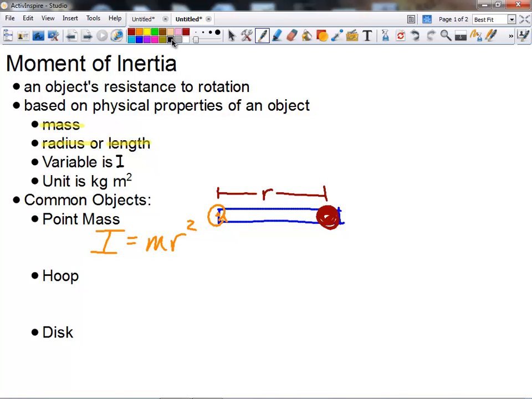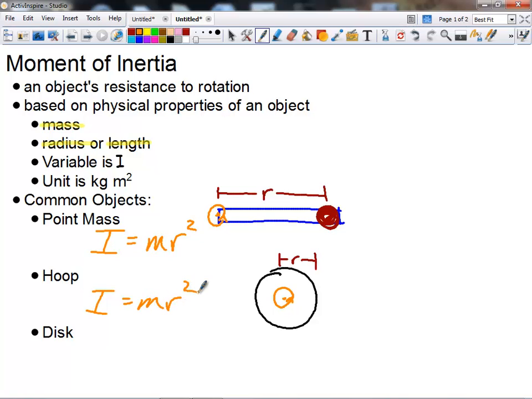We also looked at a hoop that would roll, and for a hoop, all of the mass is located around the outside, again, a distance r from the axis of rotation. Okay, and r in this case is the radius of the hoop. And the axis of rotation is going to be the center point. It spins around that. And our equation for a hoop is also I equals mr squared.